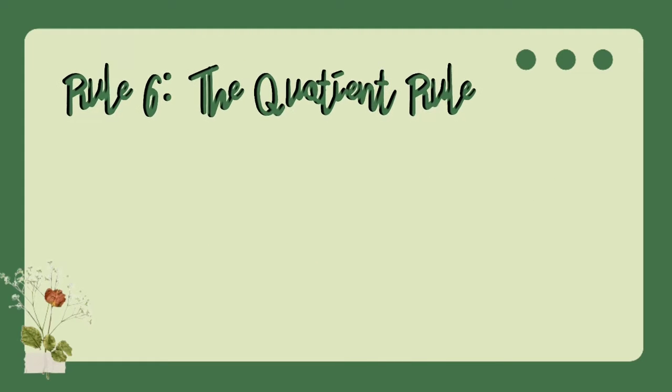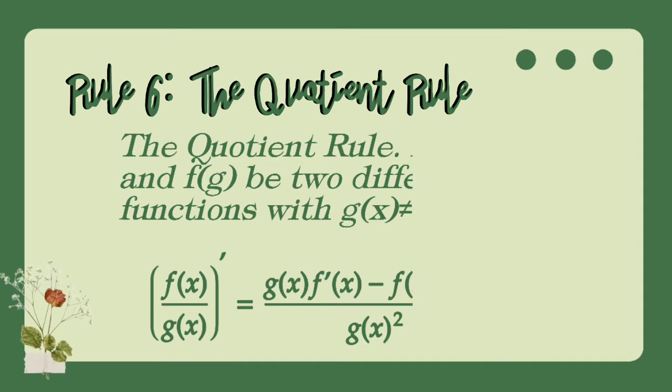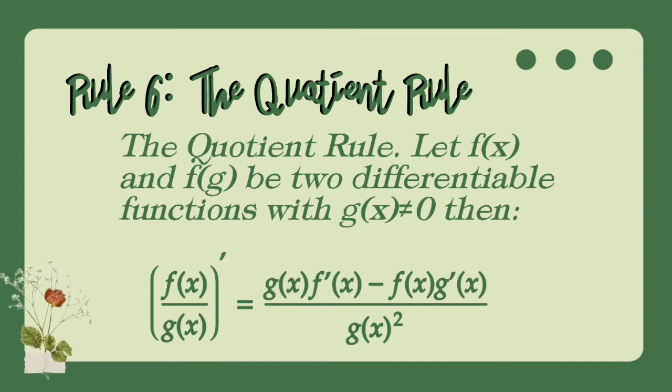Rule number 6, the quotient rule. The quotient rule says that the derivative of the quotient is the denominator times the derivative of the numerator minus the numerator times the derivative of the denominator, all divided by the square of the denominator.